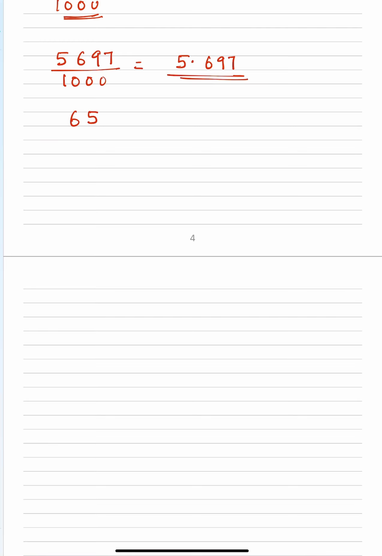If 65 upon 100 is given, then we write 0.65. Correct? This way we can write directly, no need to do all those steps. That was just how we work with decimals as fractions.